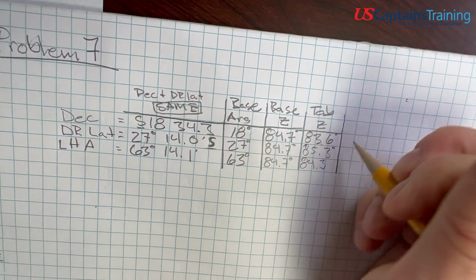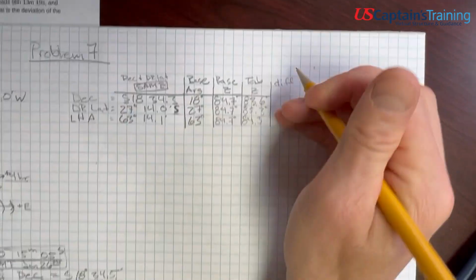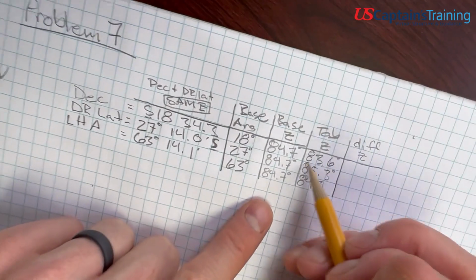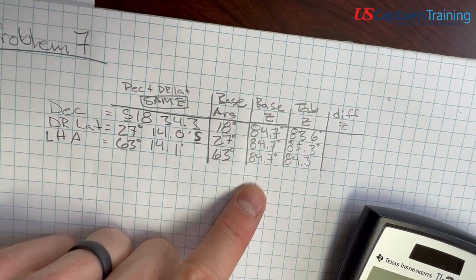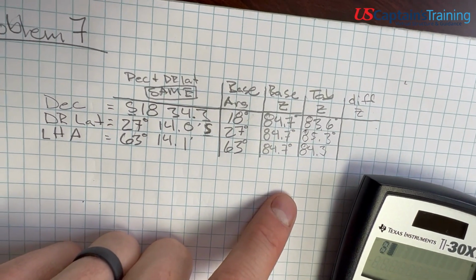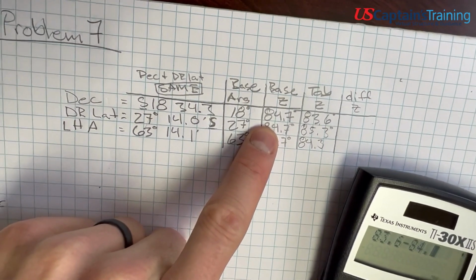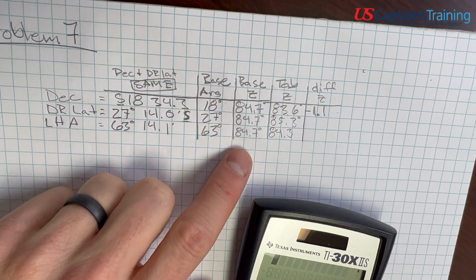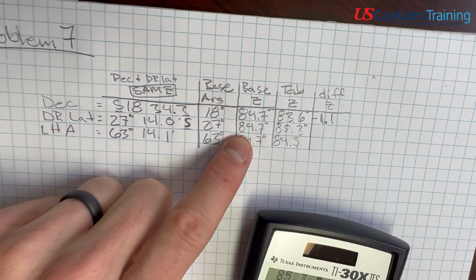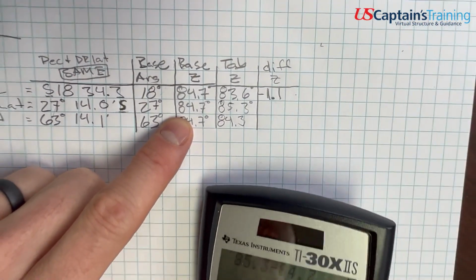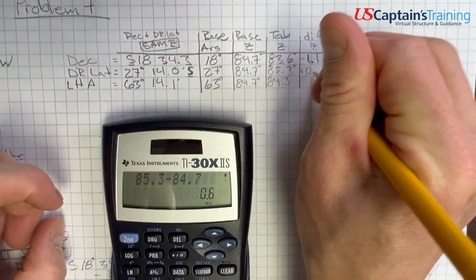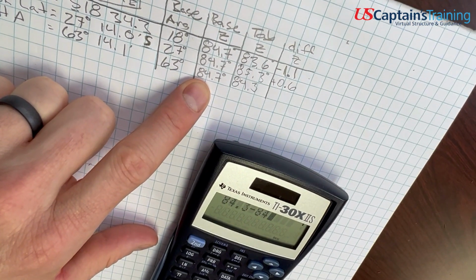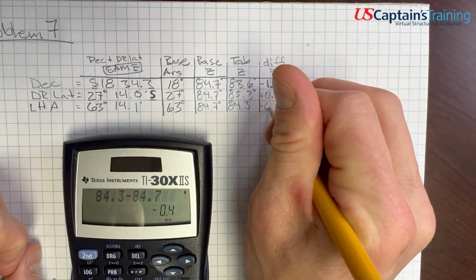Good. So now we can get the difference between the base and the tab, the difference in Z. If we put this number into the calculator first and subtract the base, we'll make sure the sign is correct, whether it's negative or positive. 83.6 minus 84.7 equals negative 1.1. 85.3 minus 84.7 equals positive 0.6. Now the last one, 84.3 minus 84.7 equals negative 0.4.